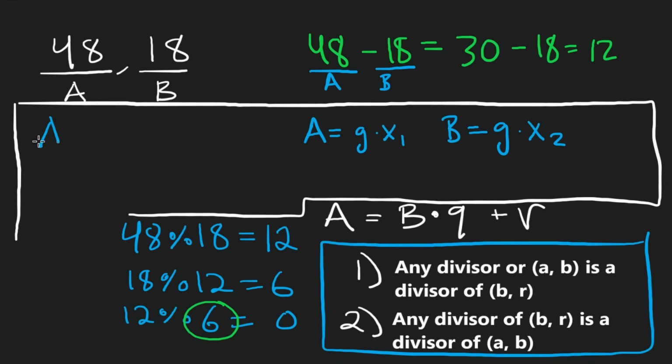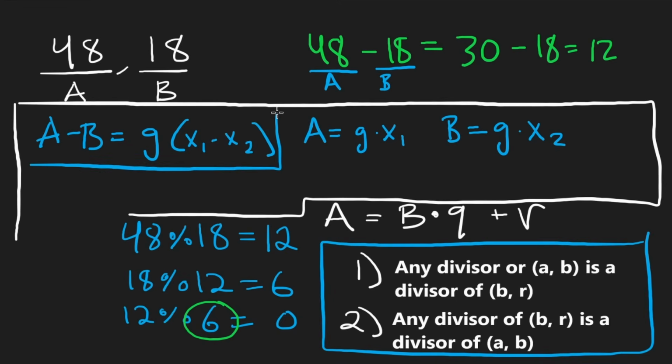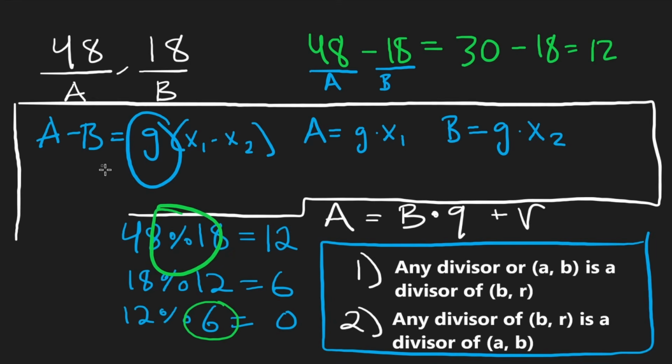So now I'm going to do A minus B, and that's going to be this minus this, but I'm going to factor out the G. I'm going to say G times x1 minus x2. So what this proves here is that any difference between two numbers, like A and B, that difference is going to have G as a factor, right? And so when we are doing the mod operation down here, that's essentially what we're doing. We're taking the smaller number and subtracting it from the bigger one.